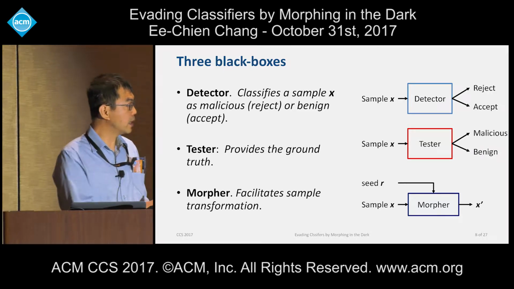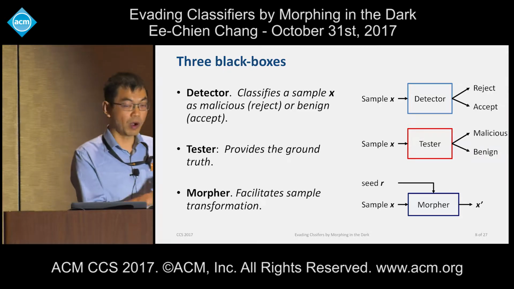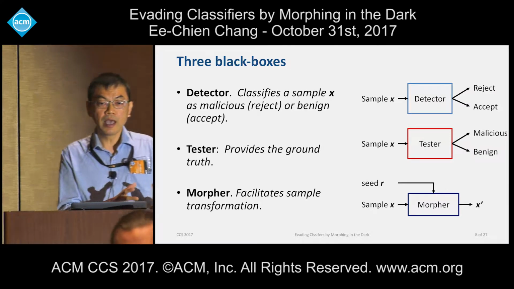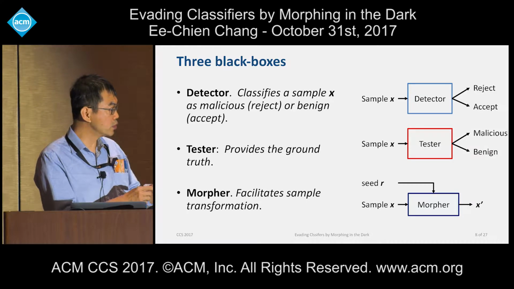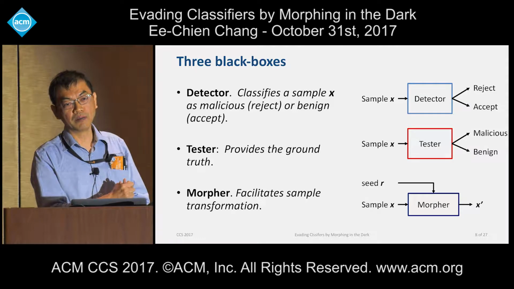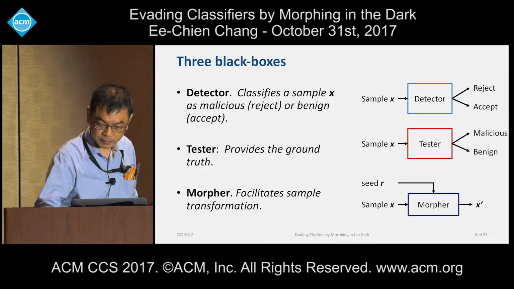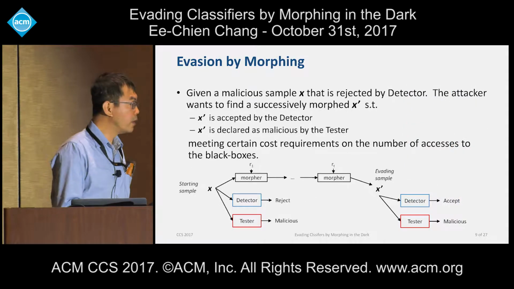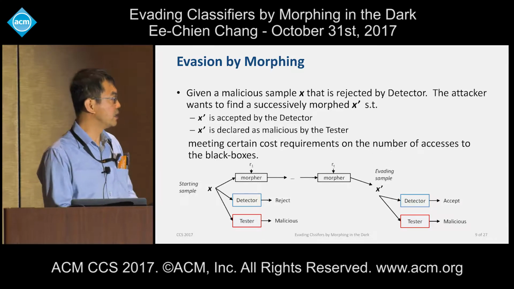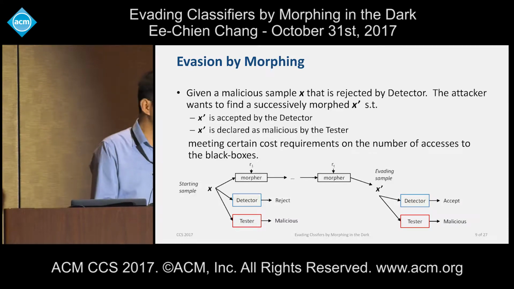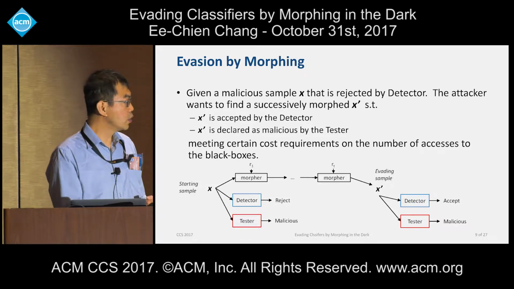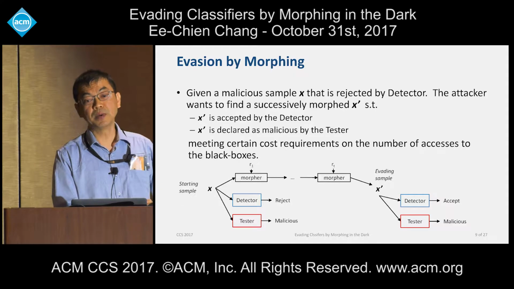We also assume that the attacker has access to a black box called a morpher. This morpher takes in a sample X, makes some modification as specified by the seed R, and outputs a morphed sample. With these three black boxes, the attacker can carry out evasion by morphing. That means he can adaptively query the black boxes so as to find evading samples.